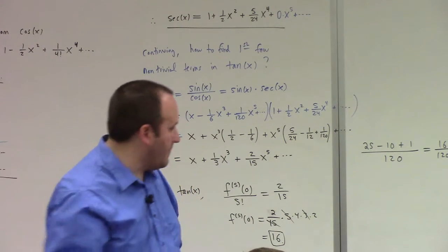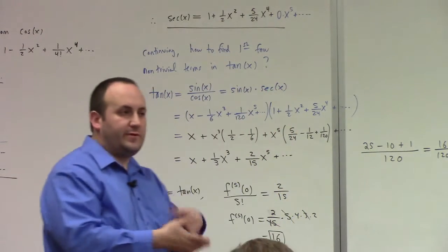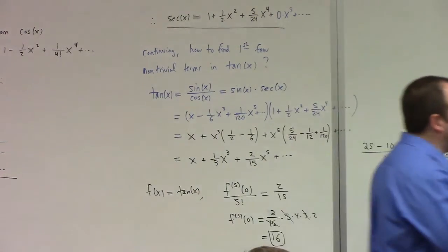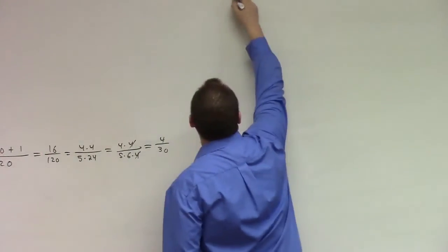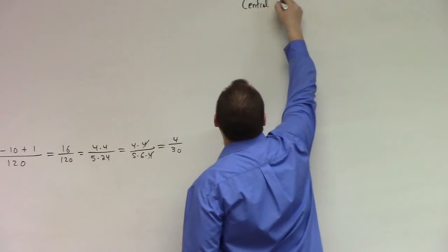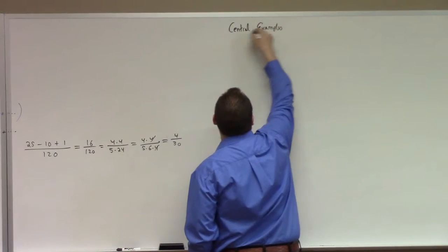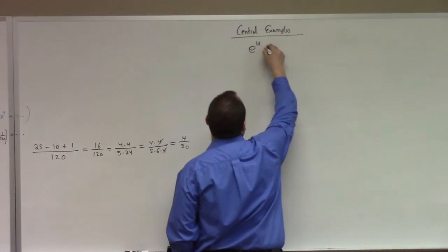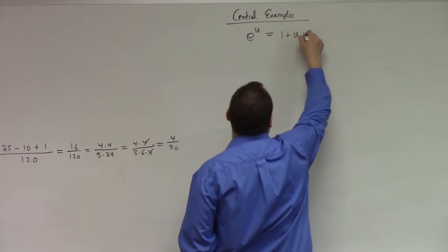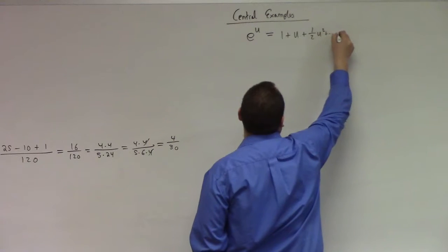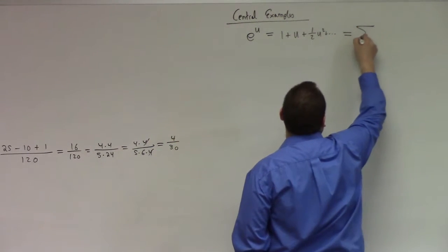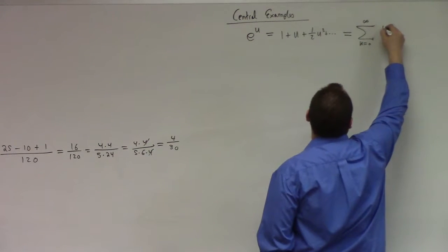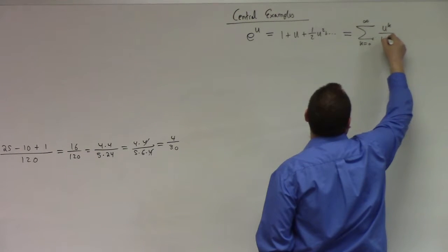All right. Let's just recap. What are the important power series that you should know, that we all should know and be able to apply? What are our central examples? Of course, and I'm going to write them with u. We have e to the u is 1 plus u plus 1/2 u squared plus dot, dot, dot, right? This we can rewrite as the sum k equals 0 to infinity of u to the k divided by k factorial, right?